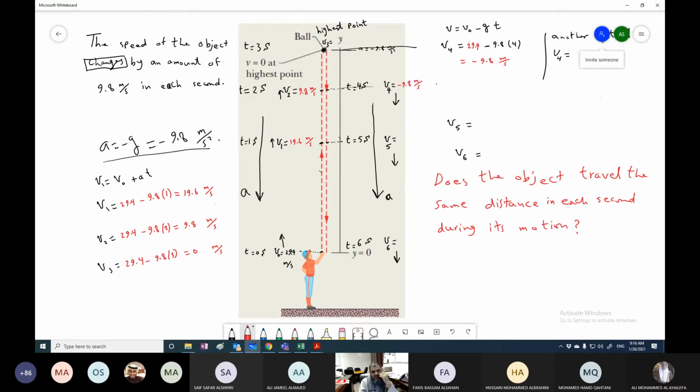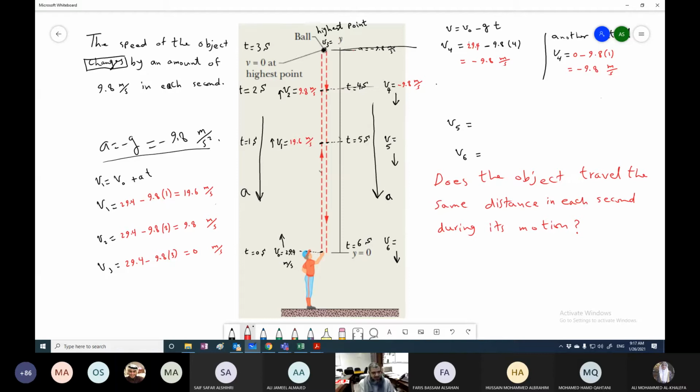There is another method. We can calculate V4 starting from here. What was V initial at this point? Zero. But what is the time from here to there? It is 1. And this will give you V4 equals minus 9.8 meters per second. It is the same answer.